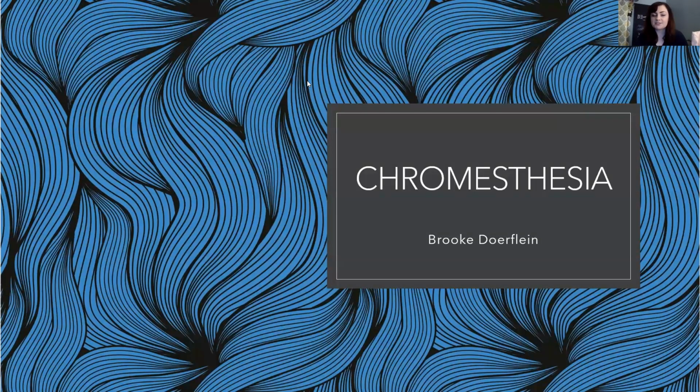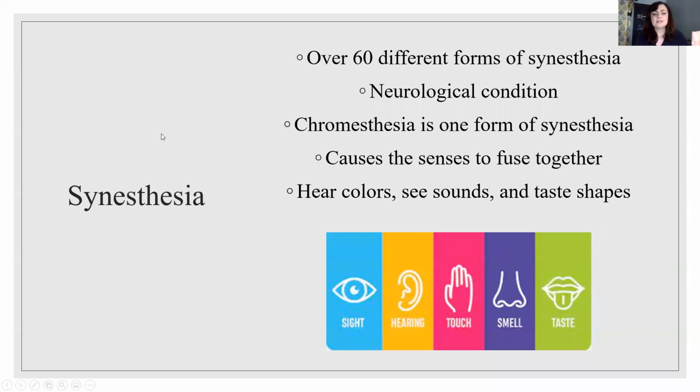My oral presentation is over chromesthesia. In order to understand chromesthesia, we must understand the broader topic, which is synesthesia. There are over 60 different forms of synesthesia, chromesthesia being one form. It's a neurological condition that causes the senses to fuse together so you're able to hear colors, see sounds, and taste shapes.